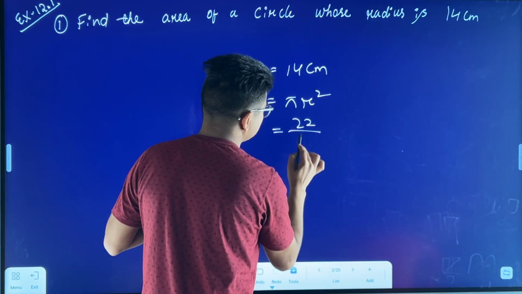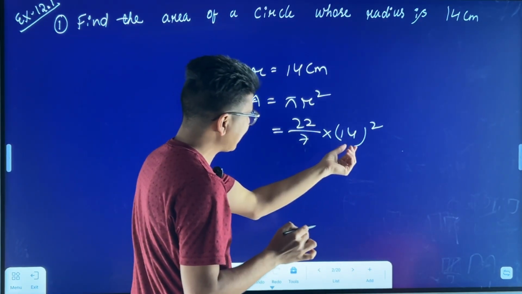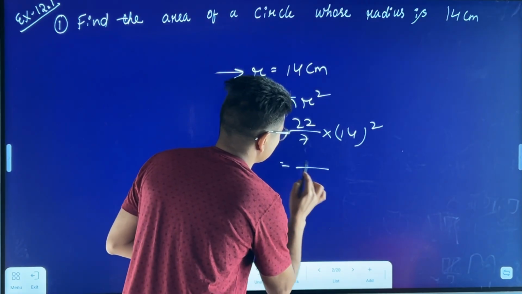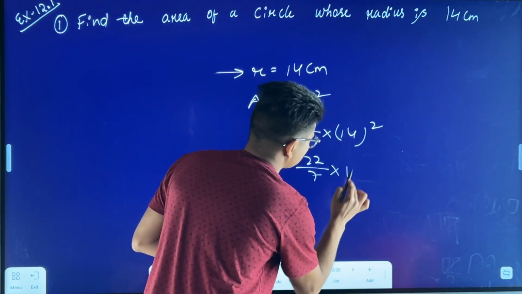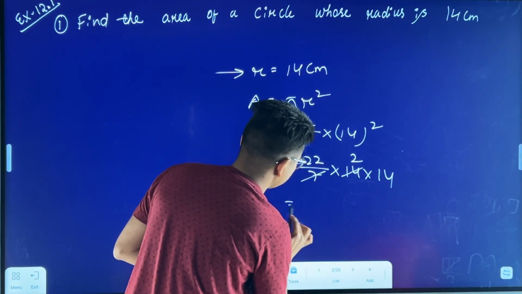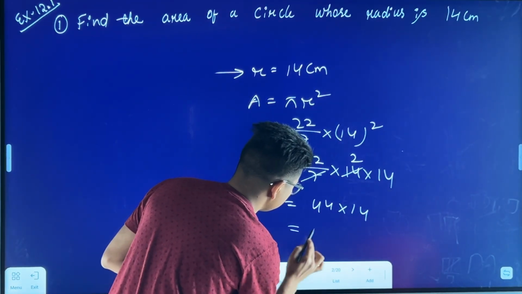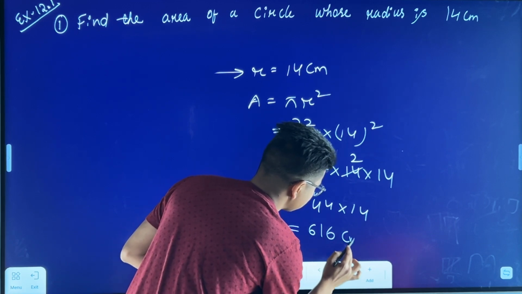Pi is 22 by 7, radius 14 square, right? R square, okay? So 22 by 7, 14 square means 14 into 14. 7 into 14, then 22 into 2, 44 into 14. You multiply this, you get 616 centimeter square.